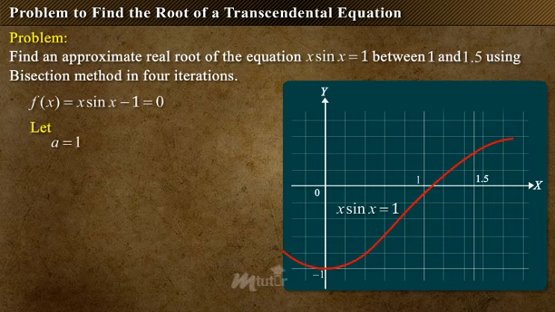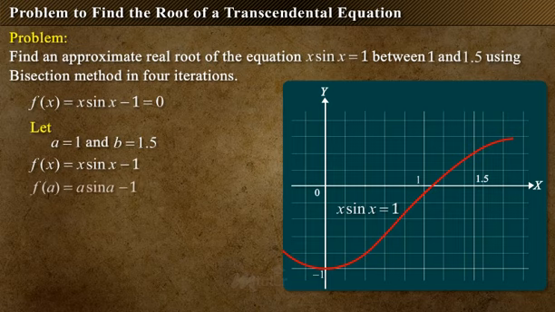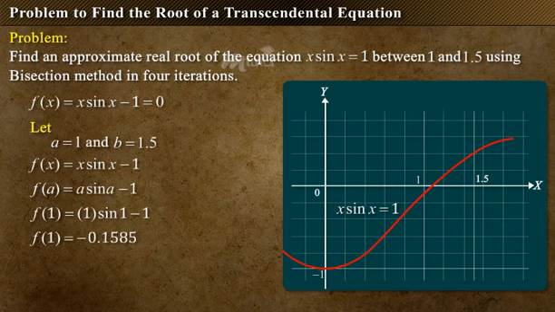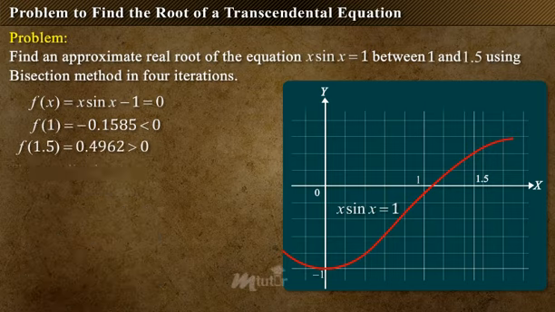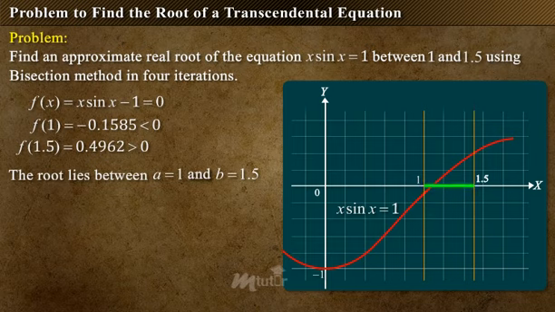First, let a be 1 and b be 1.5. Let's substitute the value of x as 1 in the given equation. We get the value of f of 1 as minus 0.1585, which is lesser than 0. And the value of f of 1.5 is 0.4962, which is greater than 0. Therefore, the root lies between 1 and 1.5.